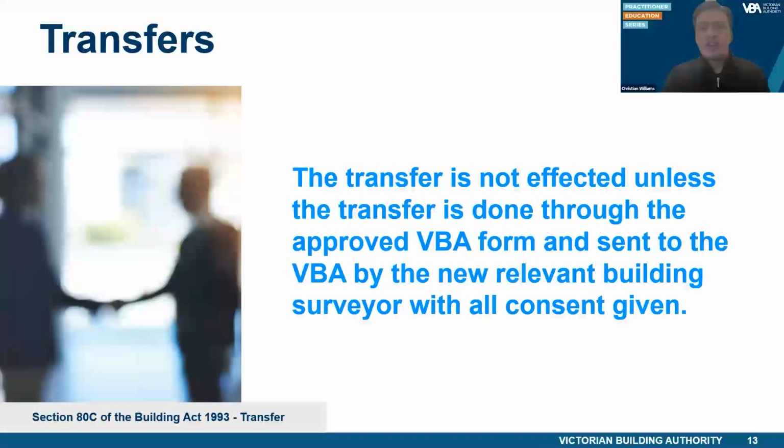The transfer is not effected unless the transfer is done through the VBA approved form and sent to the VBA by the new relevant building surveyor with all consents given. Again, only the functions of a private building surveyor can be transferred under Section 80C of the Act. The functions of a municipal building surveyor cannot be transferred. However, a municipal building surveyor may accept a transfer of functions from the transferring building surveyor.